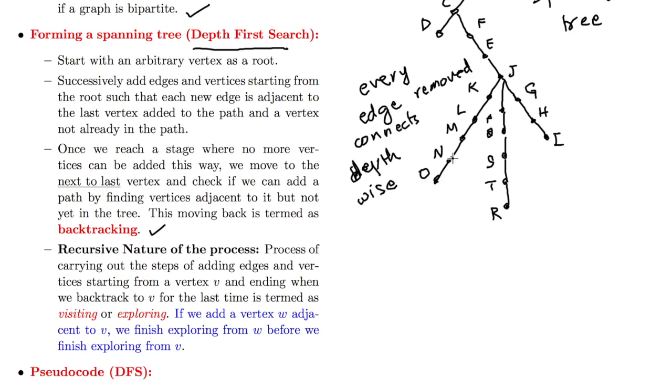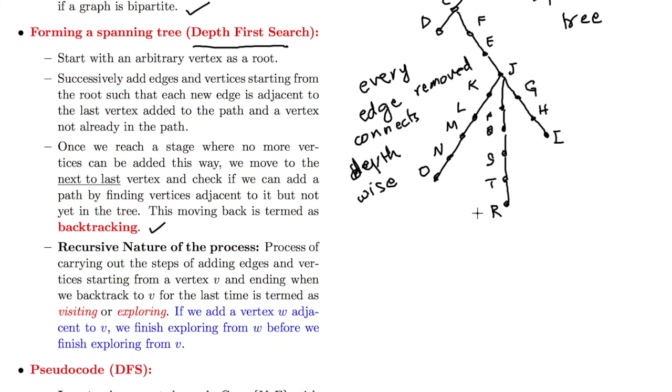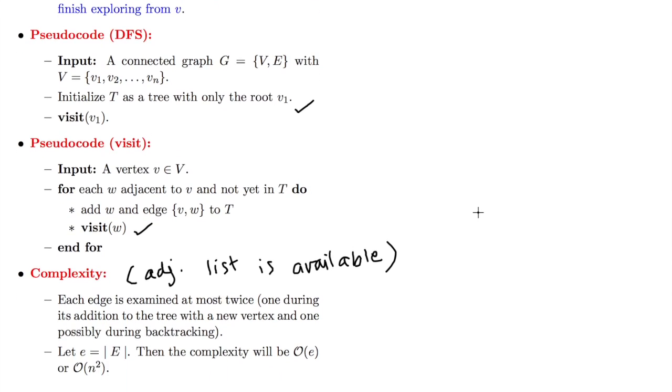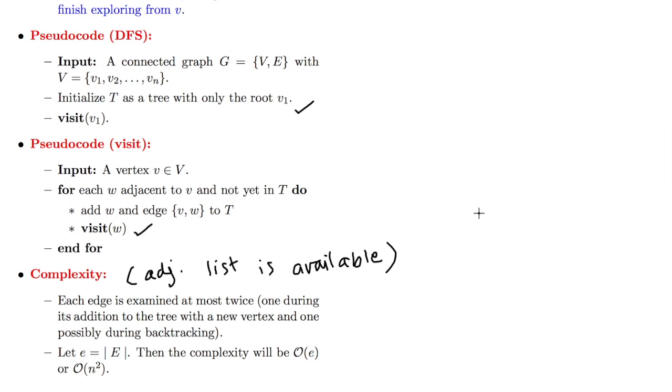So we added this N. This edge is now examined once. Then when we were going back from O to N, we examined it again based on whether M is there or not. Similarly, you can choose any arbitrary edge here, and you can see that each edge is examined at most twice. Some edges will not be examined because we don't have to backtrack them.